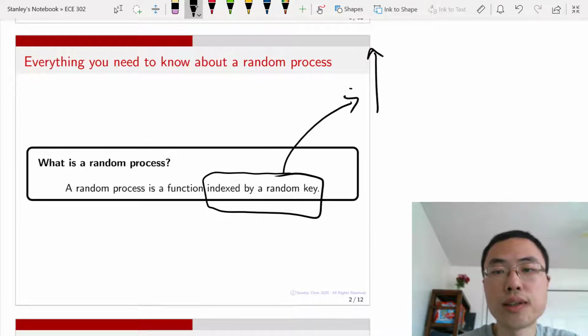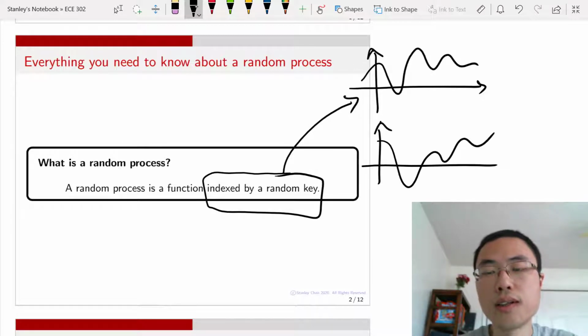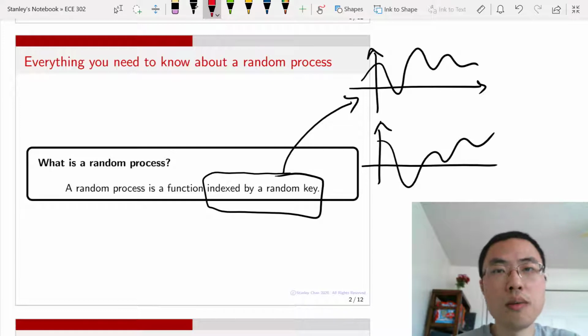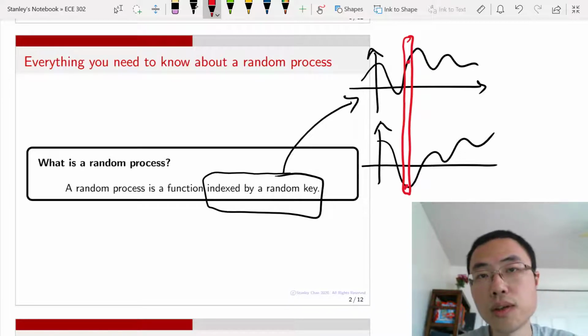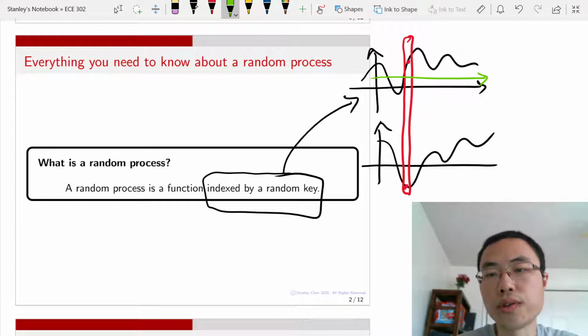If you recall from the previous lecture, there is a function here, there's a function there. These are two different possible choices of the functions that can be drawn from a random process. These are two realizations of a random process. By statistical average, we mean that we look at things vertically. These samples form the realizations of a random variable. If you look at things horizontally, you take the temporal average.